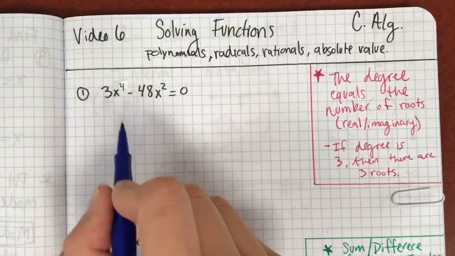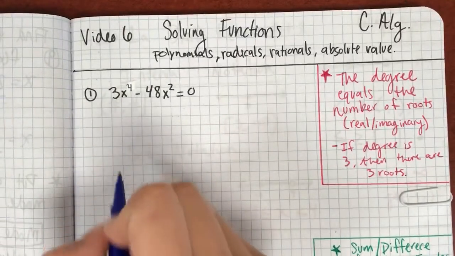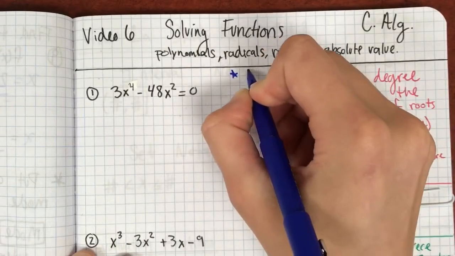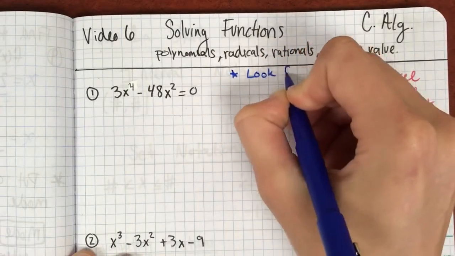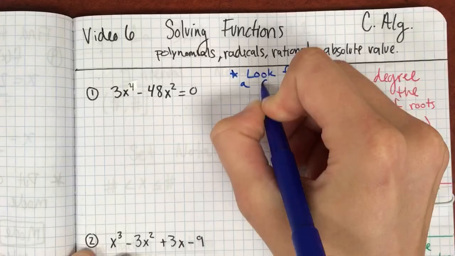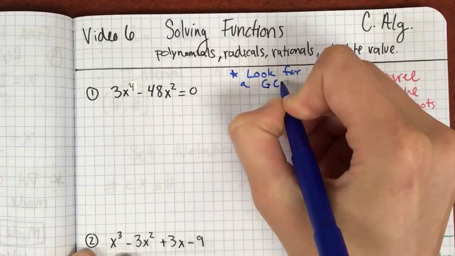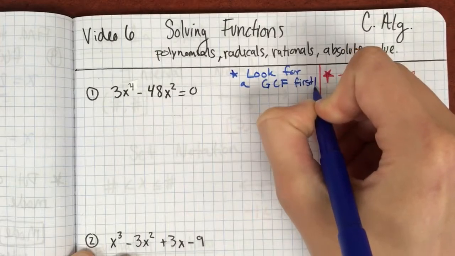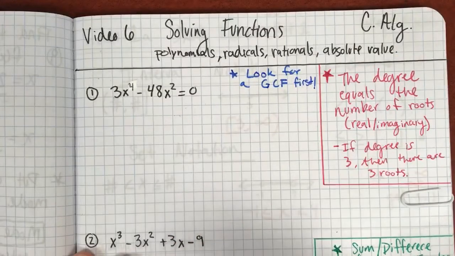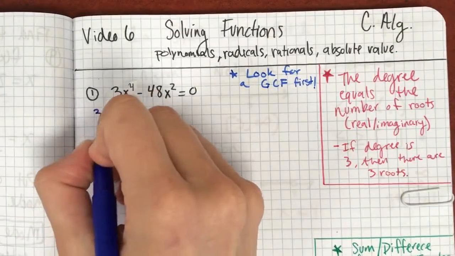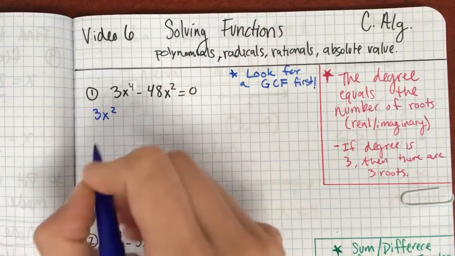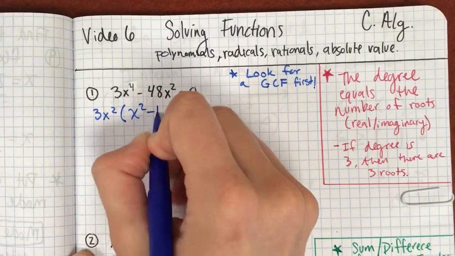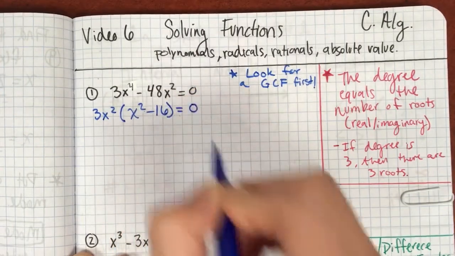All right, so this first one, to start off this, always look for a GCF. And let's write another little note. Make sure you look for a GCF first. And that's always, okay? And so with this, my GCF is 3x squared, okay? And when I take that out, I'm left with x squared minus 16.